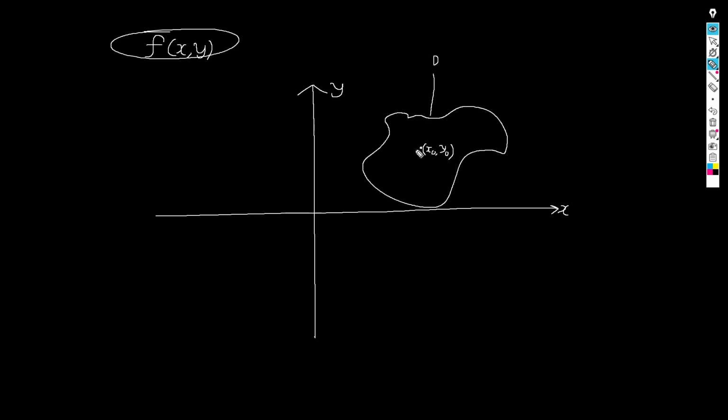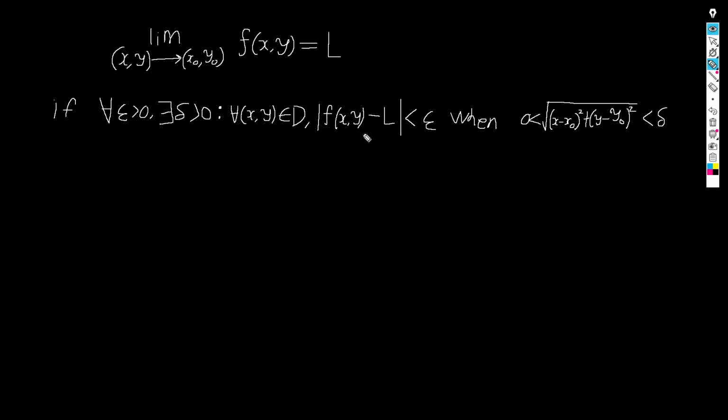Now, if we want to take the limit as x, y approaches this point, x0, y0, we want the limit to exist. So now, instead of approaching from left to right, we need to approach from all sides. We need to approach from this side, from this side, from this side, from wherever, from every side. So we need a proper, rigorous way to define a limit to account for all the sides. And of course, we actually have that. And it looks like this. Now this looks really complicated, but I'm about to explain it.